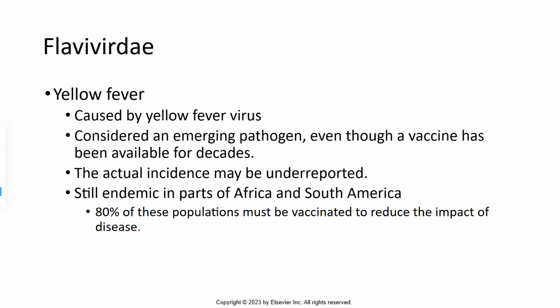Yellow fever is caused by the yellow fever virus, considered an emerging pathogen even though a vaccination has been available for decades. The actual incidence may be underreported, still endemic in parts of Africa and South America. 80% of these populations must be vaccinated to reduce the impact of disease. So, why aren't they getting vaccinated?